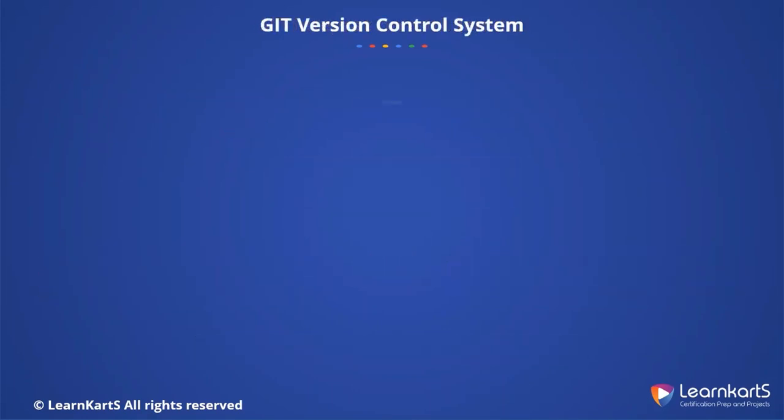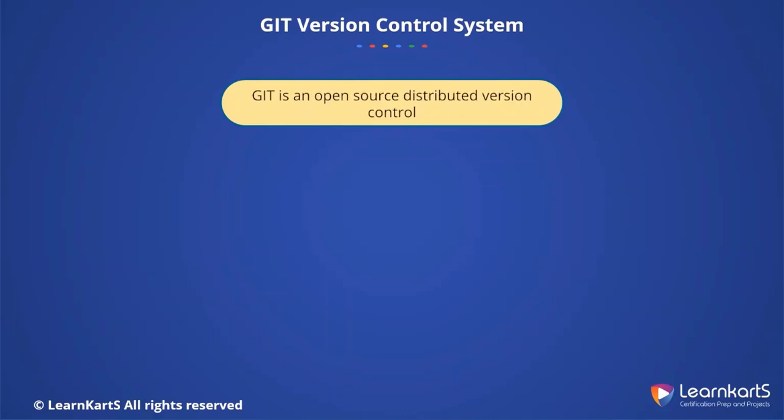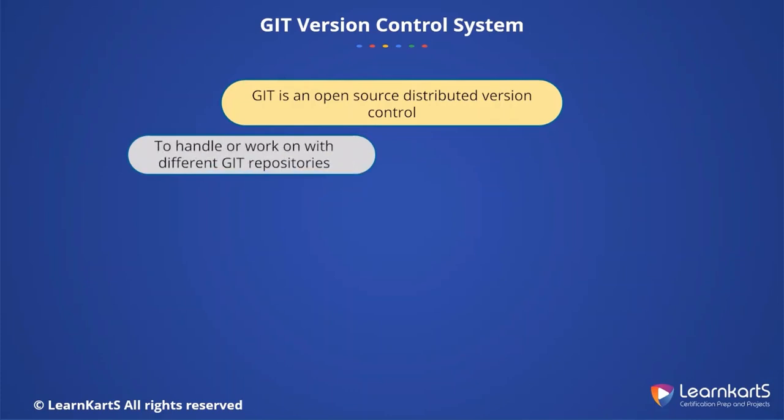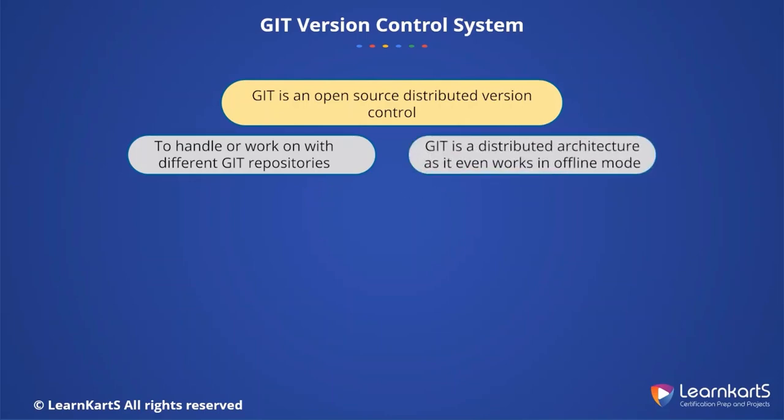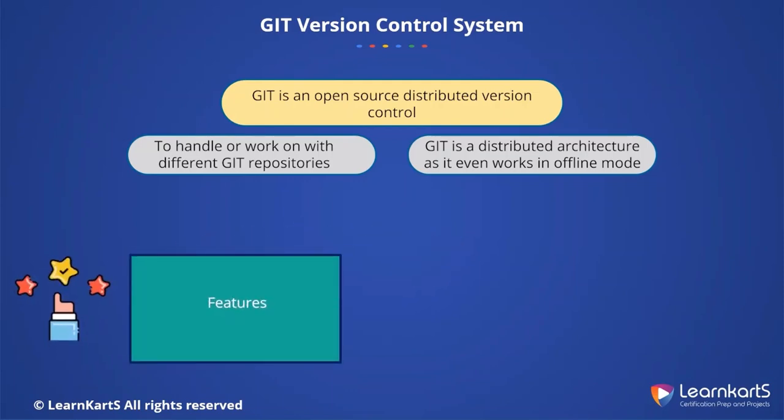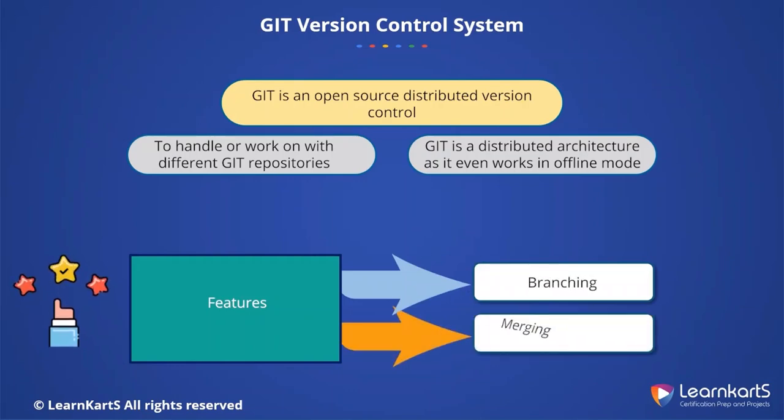Now Git is a kind of version control system, a distributed version control system, using which we can work with the different Git repositories, and it works as a distributed architecture. We call it a distributed architecture because we can still work with Git in the absence of the internet. It also provides a lot of features, like branching and merging, which are all available there.